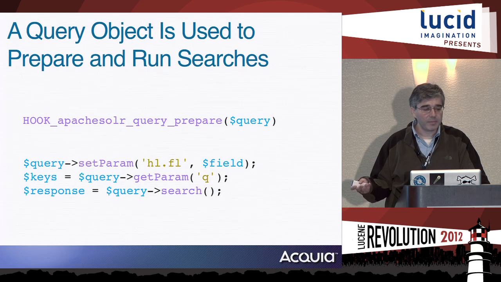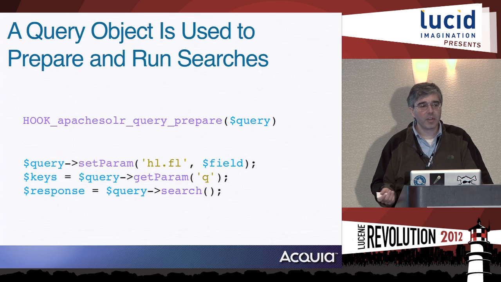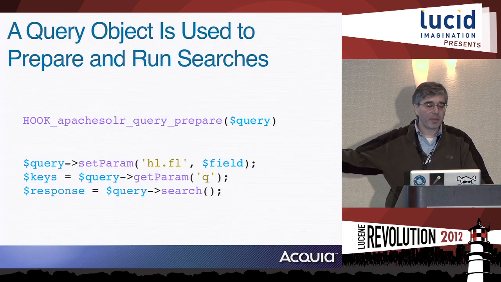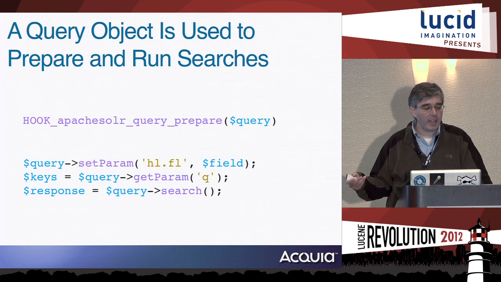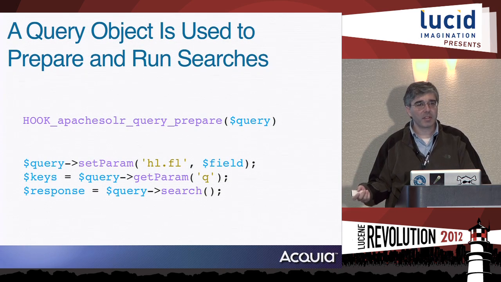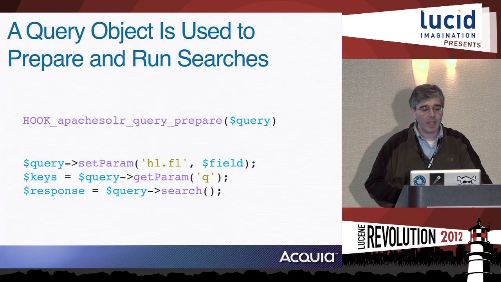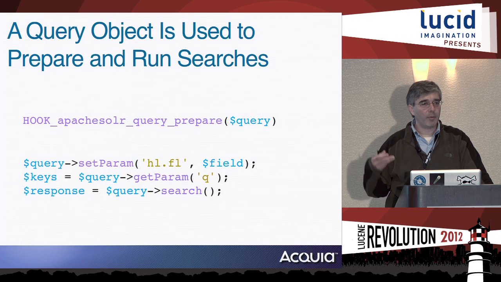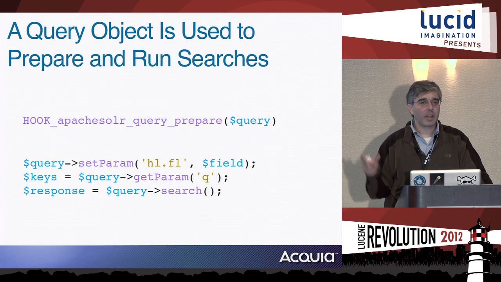If you want to dive deeper, I'll just mention briefly that we have an object-oriented approach to how we prepare and send queries to Solr. So if you write a module, you can implement a function that looks like this, Apache Solr query prepare. Within that, you can set parameters to be sent to Solr. You can examine the parameters that are there, and in the end, we can just use this object and send the search off. When we trigger that, it will construct the Solr URL, contact the server, and get the search result back.